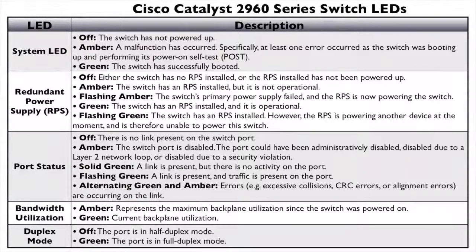When a switch powers up, it does several internal self-checks. That's called the POST, the power on self-test. And something went wrong if it's amber. If it's amber, that means that there is a system malfunction. We need to investigate that. Green, that's what we're hoping for. Green means that the switch has booted successfully.